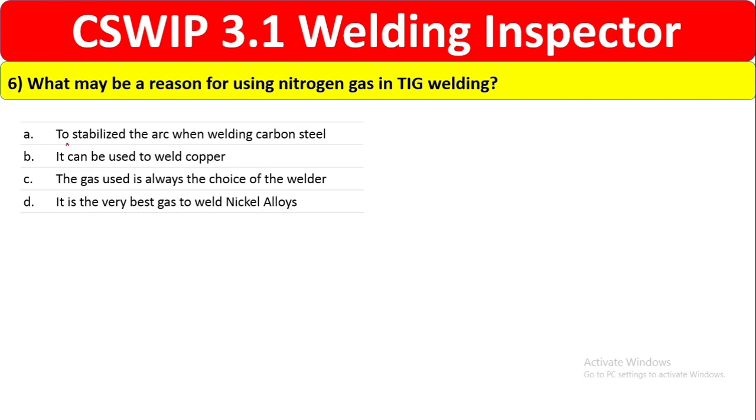The first one is to stabilize the arc when welding carbon steel. No, nitrogen gas we are not using for stabilizing. Second, it can be used to weld copper. It could be an answer. The gas used is always the choice of the welder. No, definitely we cannot choose as per the welder. It should be as per the WPS or as per specification. It is the very best gas to weld nickel. Not for very best or cheap. We have to use as per the WPS. Now option B will be the correct one.